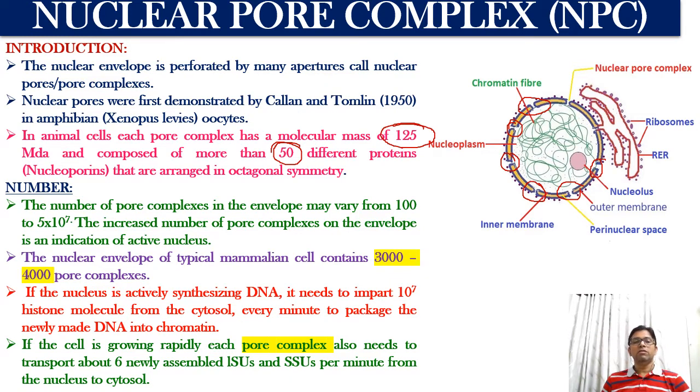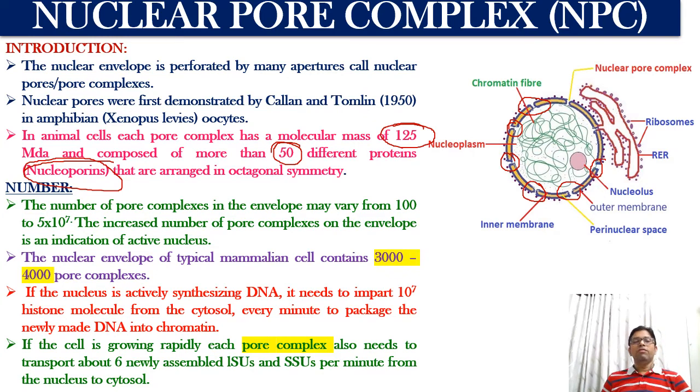The proteins which are present in the pore complex are known as nucleoporins. Nucleoporins are the proteins present in the nuclear pore complex. These proteins are arranged in octagonal symmetry in the nuclear pore complex.